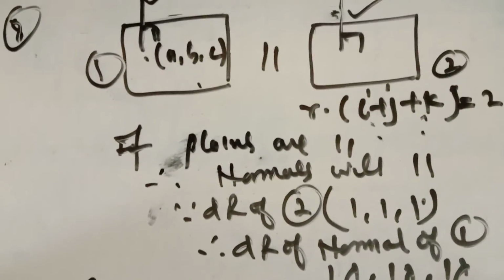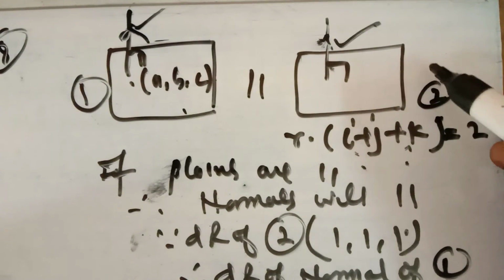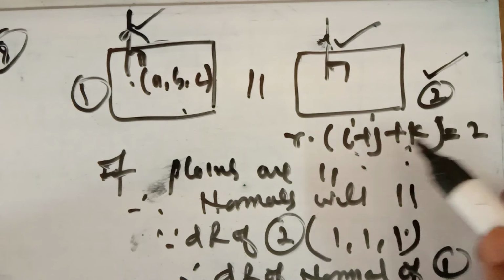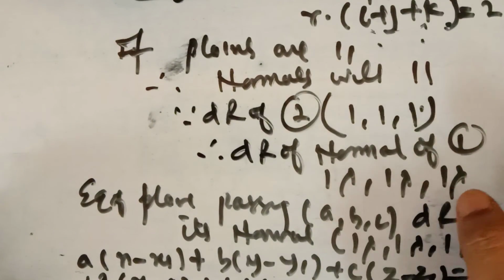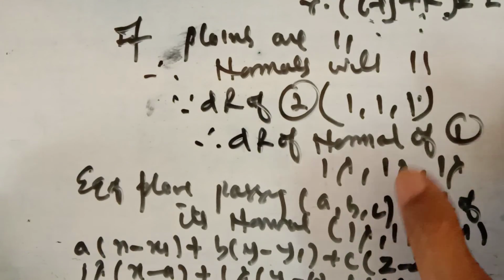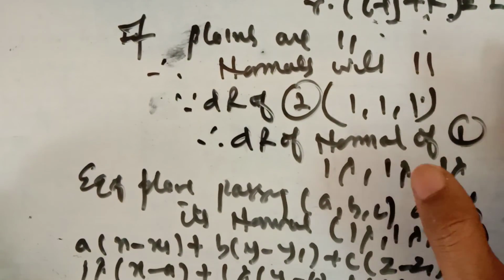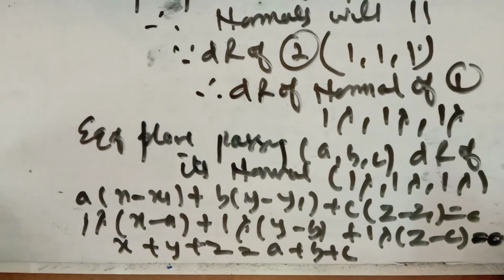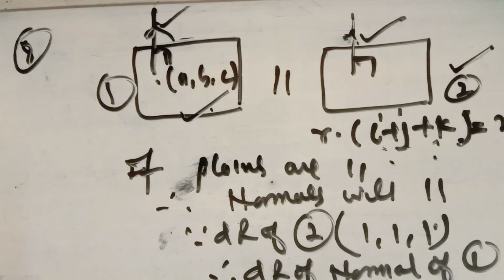So when the two planes are parallel then their normals will be parallel. The equation of the second plane given to us is r dot (i plus j plus k) is equal to 2, the direction ratios of its normal is 1, 1, 1, so therefore the direction ratio of the required plane will be equal to 1 lambda, 1 lambda, 1 lambda. So the equation of the plane passing through A, B, C, it is given that this plane is passing through A, B, C and whose direction ratios of the normal is 1 lambda, 1 lambda, 1 lambda, is a(x minus x1) plus b(y minus y1) plus c(z minus z1) equal to 0. So this equation is of this plane which is parallel to the given plane.